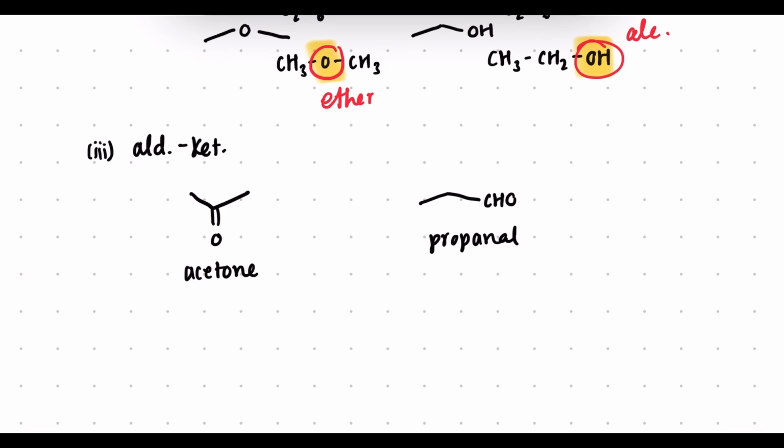So here, as you can see, both of the formulas are the same. There are 3 carbons in both, and there are 6 hydrogens in both compounds, and there's 1 oxygen in each compound. So the molecular formula would be C3H6O. Now both of them have that same molecular formula, however, the functional group is different. This is a ketone, and this is an aldehyde. So that's how we get the aldehyde ketone isomers.